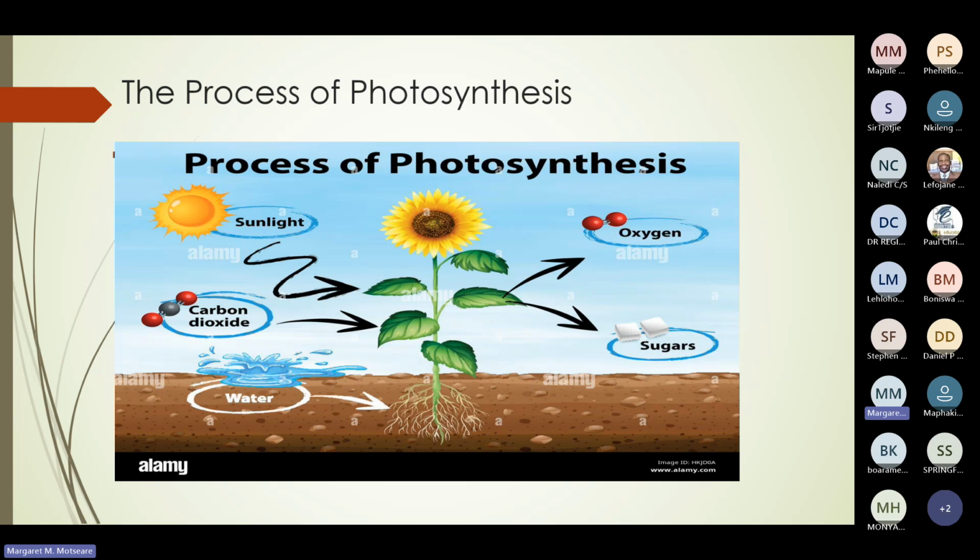This plant can now make food in the form of sugar or glucose. During this process of photosynthesis, oxygen is released into the atmosphere. So that is the process of photosynthesis.